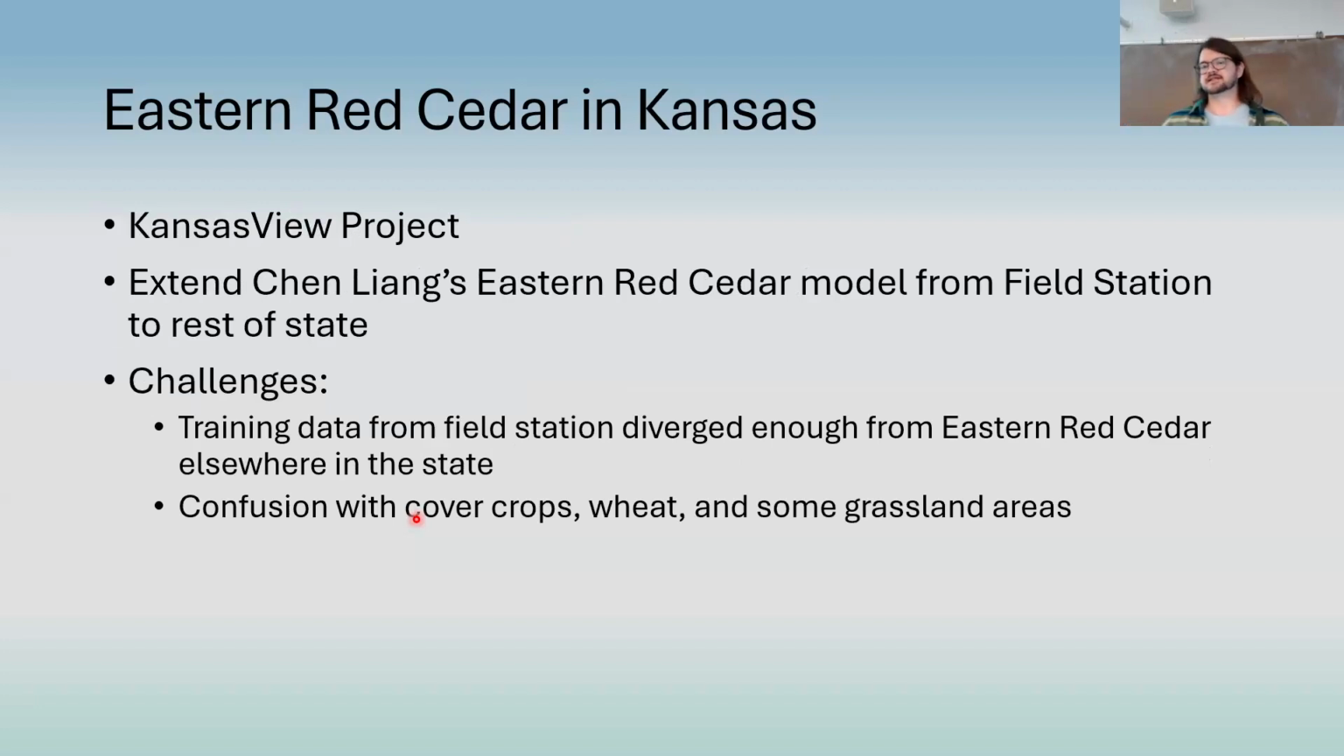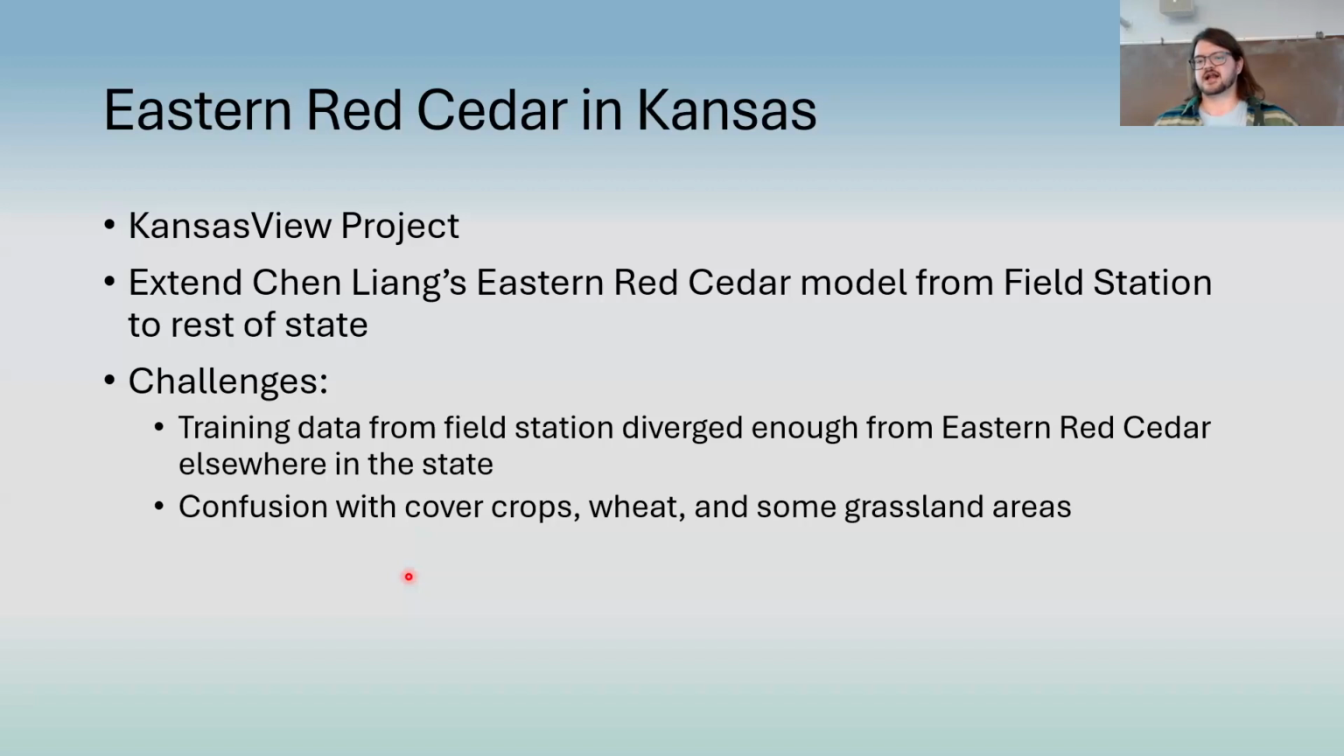So this was a Kansas View project, and initially we were seeking to extend Chen Liang's work classifying Eastern Red Cedar at the field station. But we ran into a few challenges, and those turned out to have some pretty interesting reasons for why those might be. So one of the things is that training data didn't generalize well to the rest of the state. This seems to speak more to the diversity and phenology of Eastern Red Cedar.